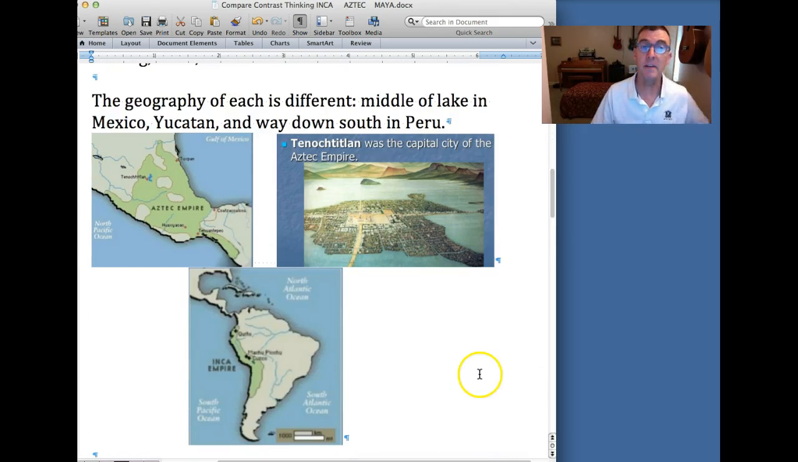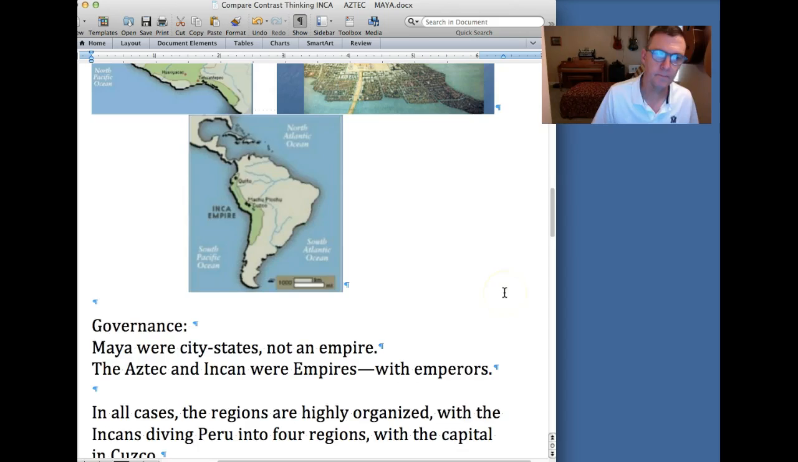The geography of each is different. So we can talk about geographical differences. We've got the Aztec here in the middle of Mexico, on a lake in the middle of Mexico. Oh, and here it is again, Tenochtitlan. We've got the Inca down here, and then I've left the Maya off, but if we come right out here, we've got the Yucatan Peninsula with the Maya.